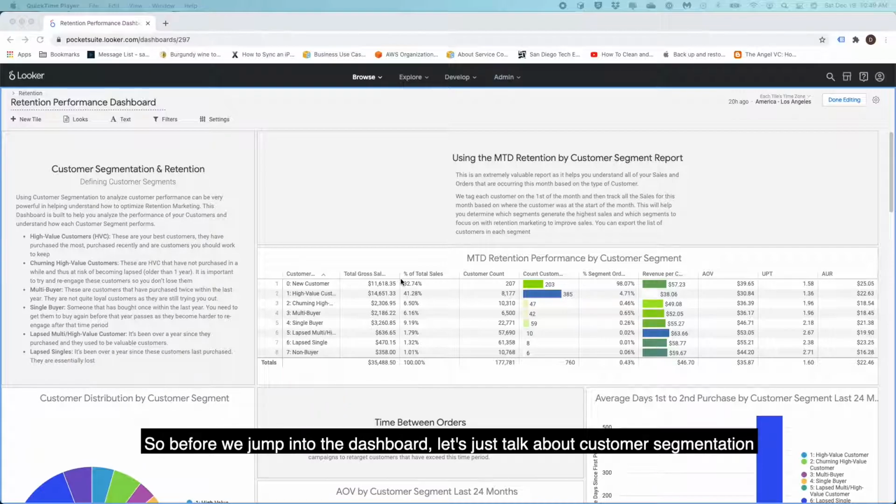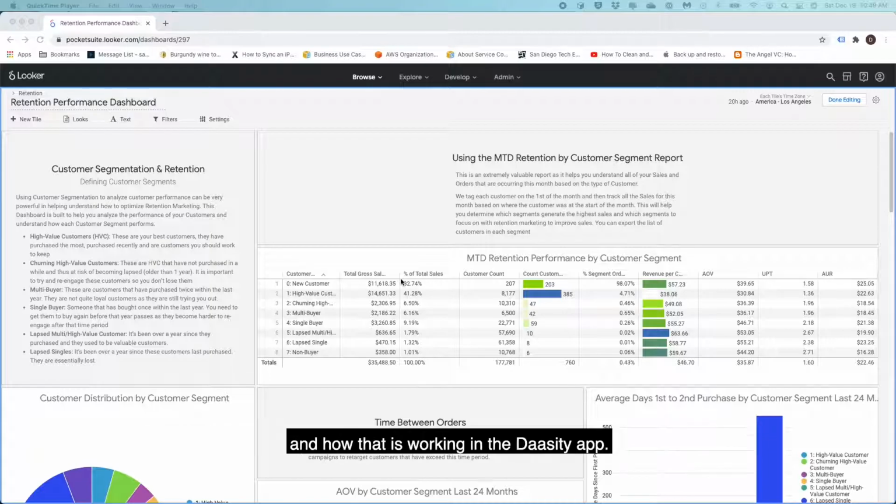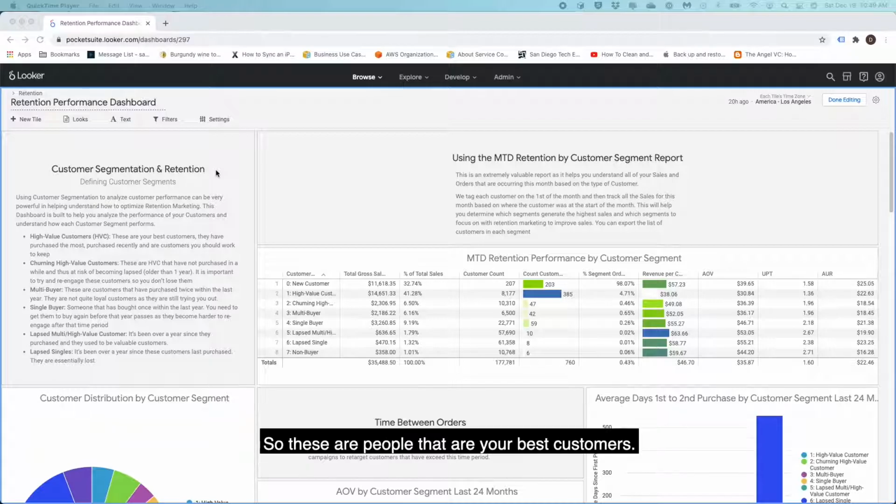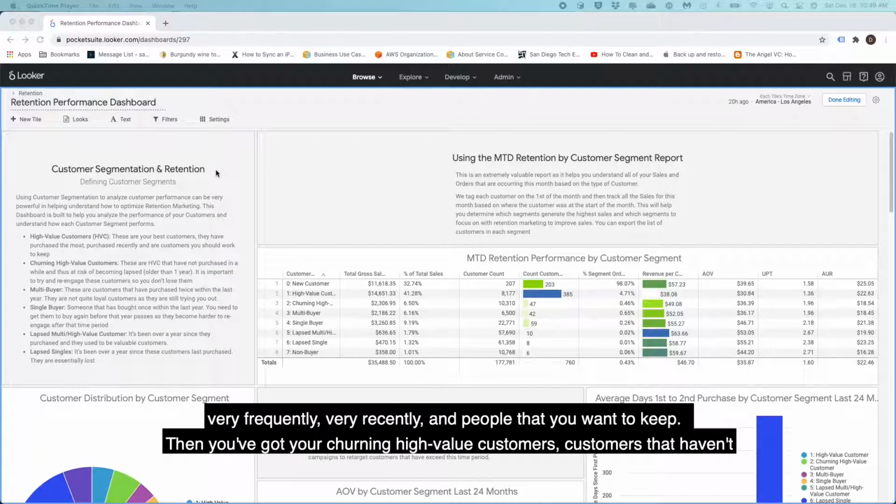So before we jump into the dashboard, let's just talk about customer segmentation and how that is working in the Daasity app. On the left-hand side, you can see that we've created at least 6 different types of segments of customers. Your high value customers. These are people that are your best customers. They purchase the most, they purchase very recently, and they are people that you want to keep.